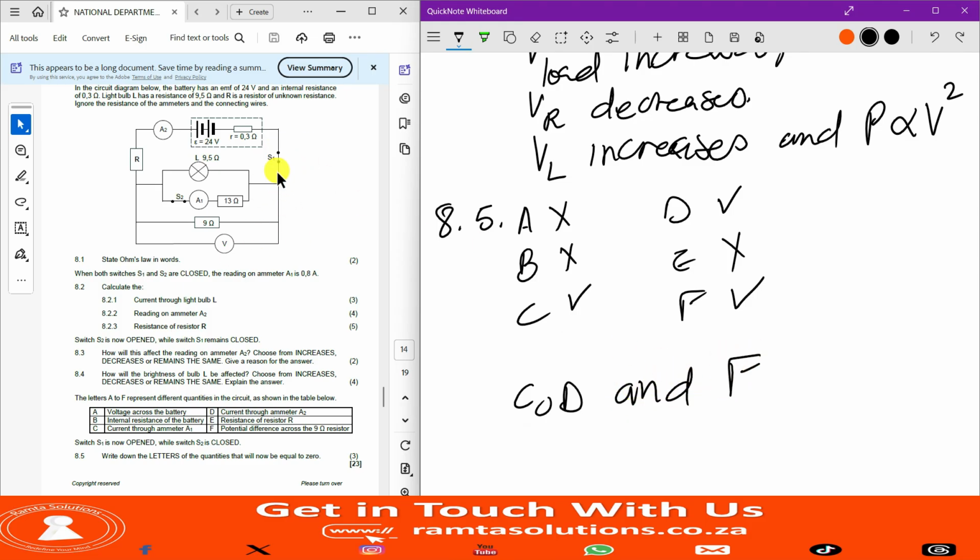Remember, it's because when S1 is opened, there is no current flowing in the circuit. Remember, for you to say current flowing, yes, current is moving like this, but it will not be draining again on the negative terminal. All right? So current is not flowing. It bounces back, which is to say not flowing. So our answer is C, D, and F.